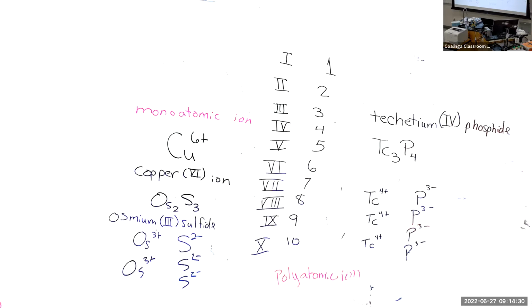What do you think a polyatomic ion is? More than one. Just be simple, more than one. Okay, so for instance, if we have... Everybody got this down somewhere?